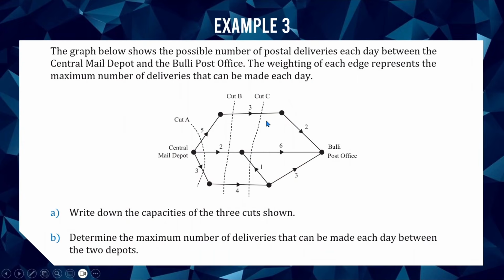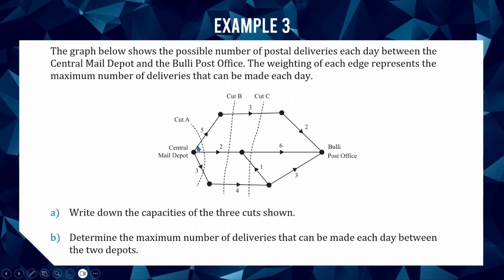Next one, we have a network diagram showing flow from a central mail depot to a post office in Bulli. We've got a bunch of cuts on the diagram already, and it wants us to find the capacity of these 3 cuts. If you're getting it so far, by all means pause and have a think about these questions, because then when I run through them on the screen, it's going to make more sense to you. And if you get them right, you'll feel really good. So that's always good. But there's your chance to pause. 3, 2, 1. Let's get on with it.